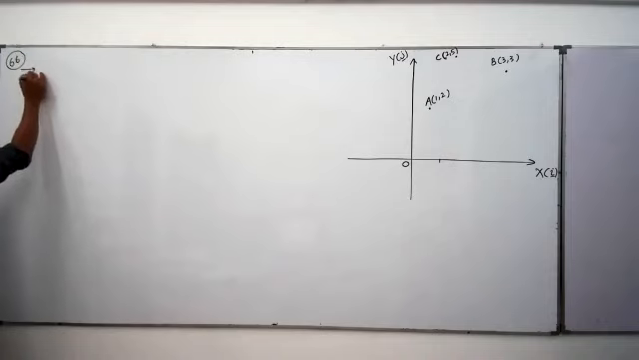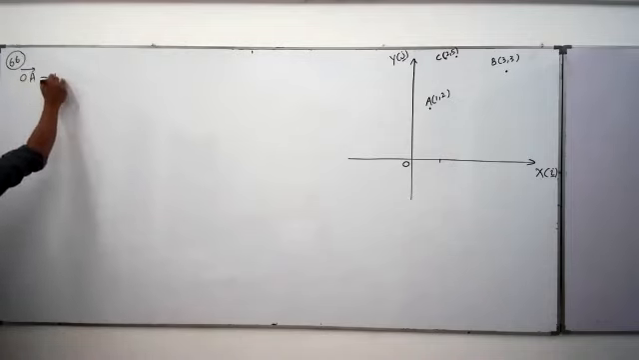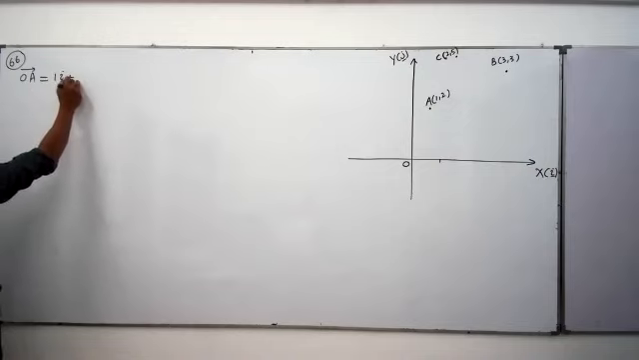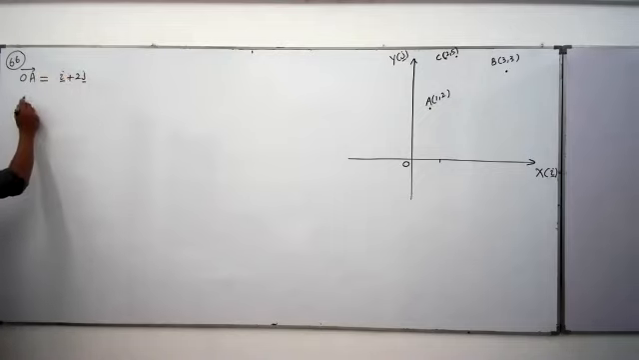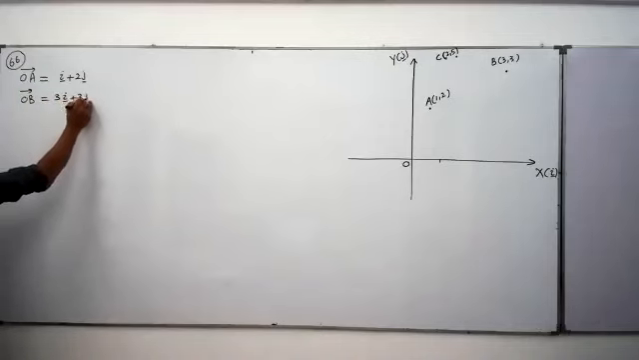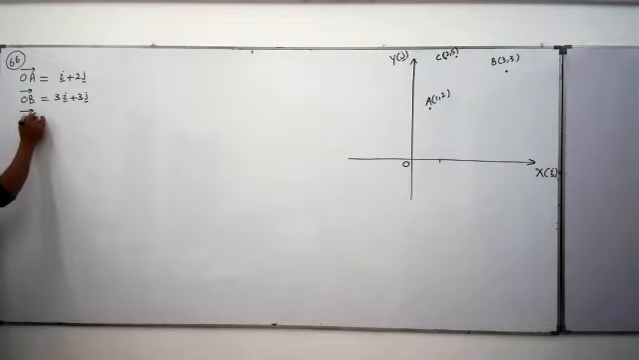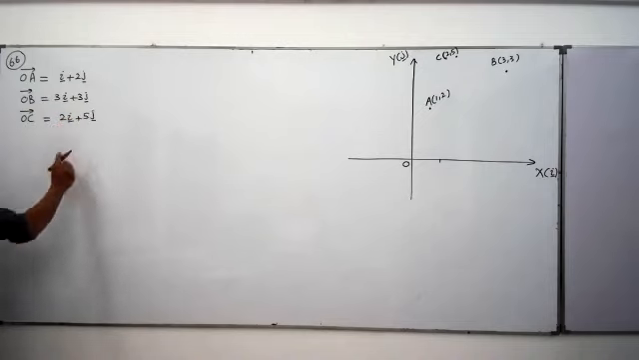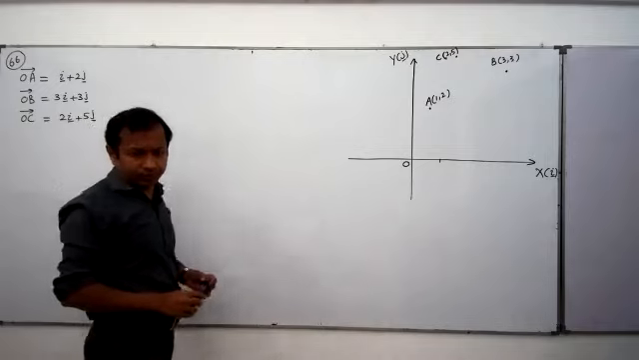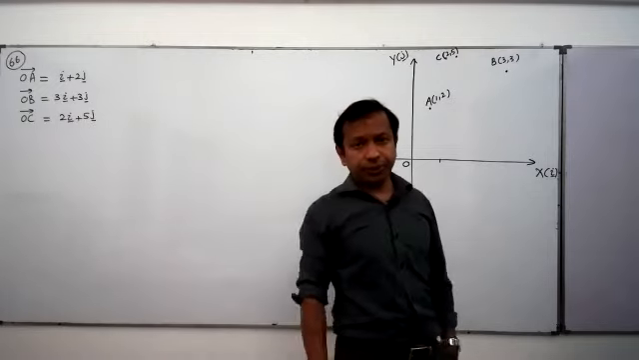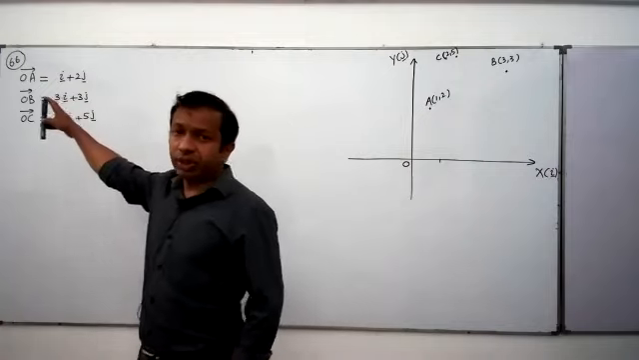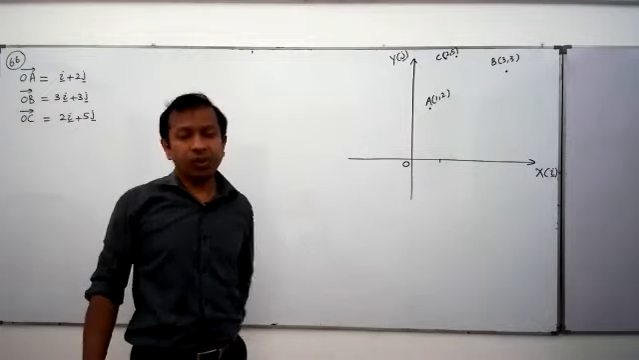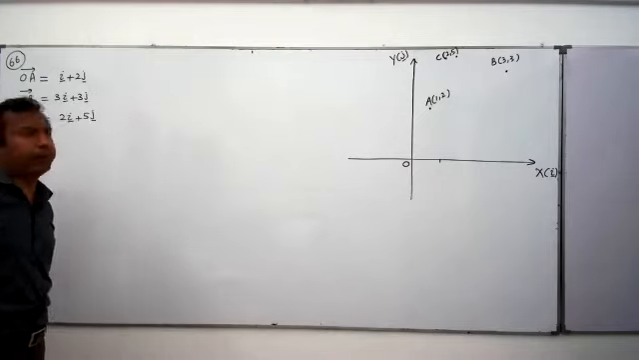OA vector you can write how? 1 times i plus 2 times j, i plus 2j. And OB vector? It's 3i plus 3j. And OC vector? 2i plus 5j. This way we can write the position vectors. You know the position vectors means this starting from the origin and ending at that point. That vector only is called the position vector of that point. Right. That you know.